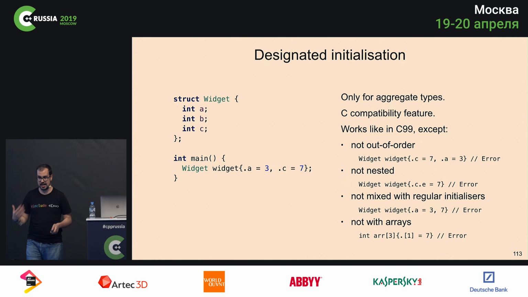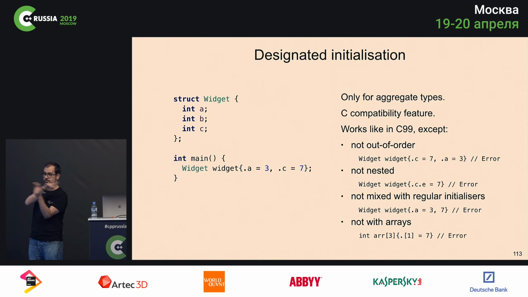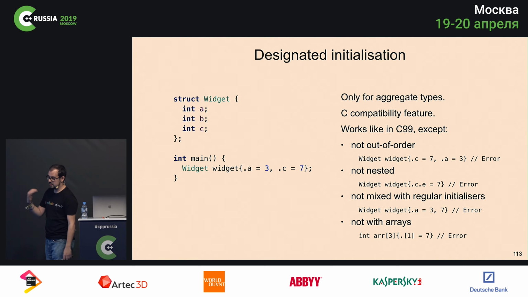It only works for aggregate types, so it's just a different syntax for aggregate initialization. It's a C compatibility feature. It works like in C99 with a few exceptions. And those all have actually good reasons. One thing is that in C, you can initialize them out of order. Like, you can initialize C first and then A. You cannot do that in C++, because in C++, the order of initialization actually matters, right? So things are constructed in the order of declaration and destructed in the opposite order. That's not the case in C. So in C++, you cannot do it out of order. It's unfortunate. It reduces a little bit the cases where you can use it, but it's still useful.